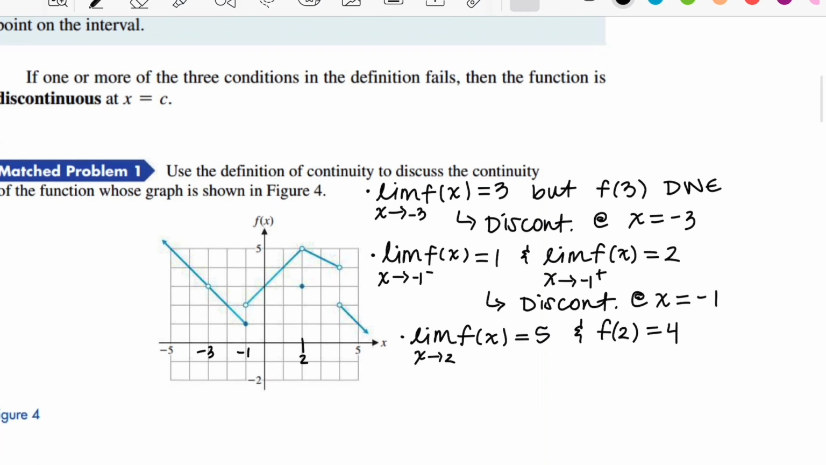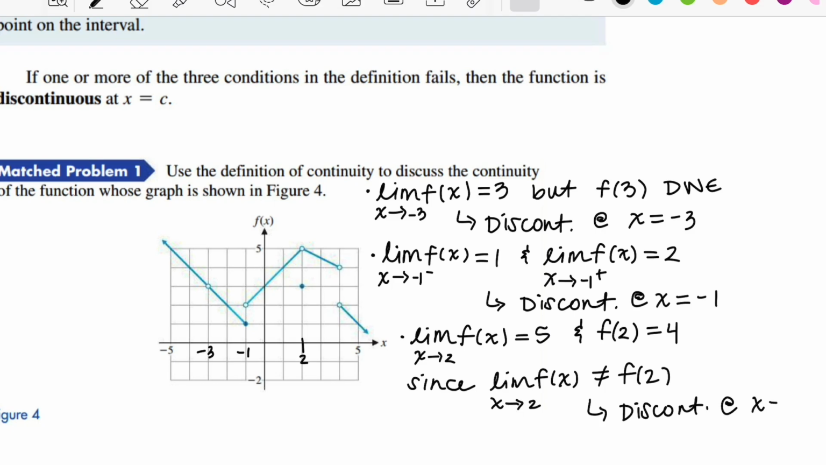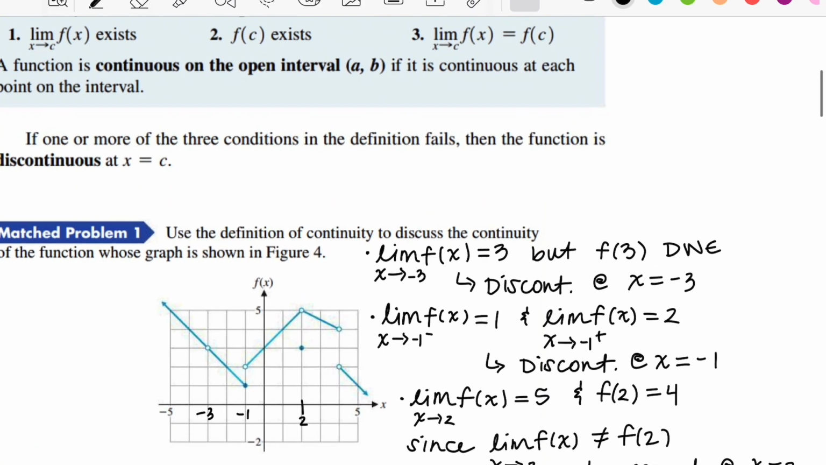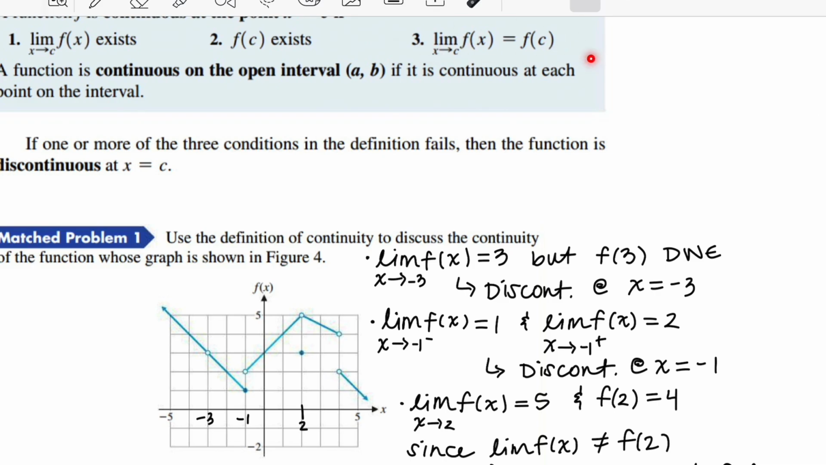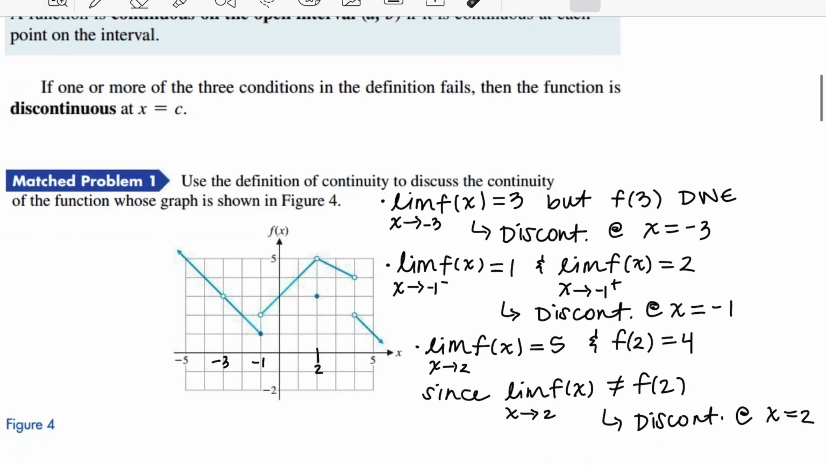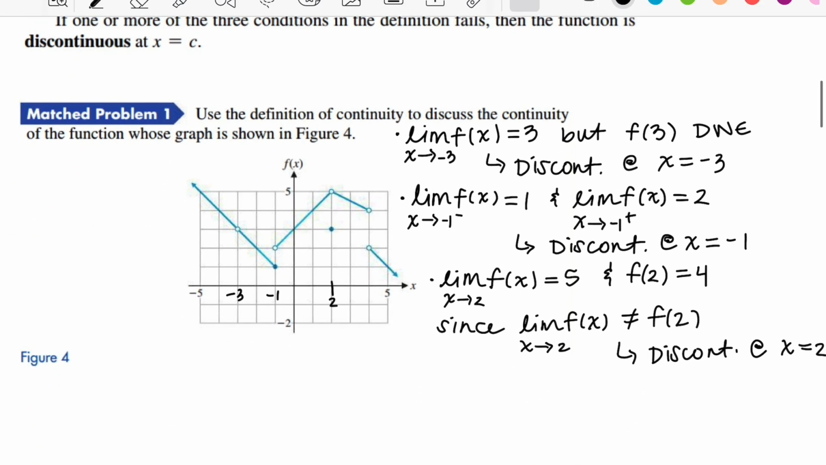But since the limit of our function as x approaches 2 is not equal to the value of our function at 2, we have a discontinuity at that number. And this is because we're failing the third condition here.